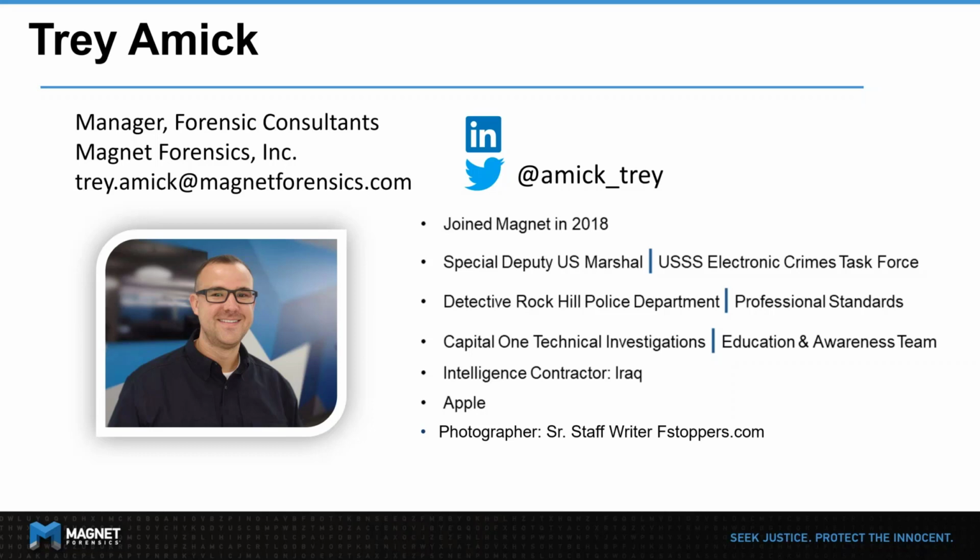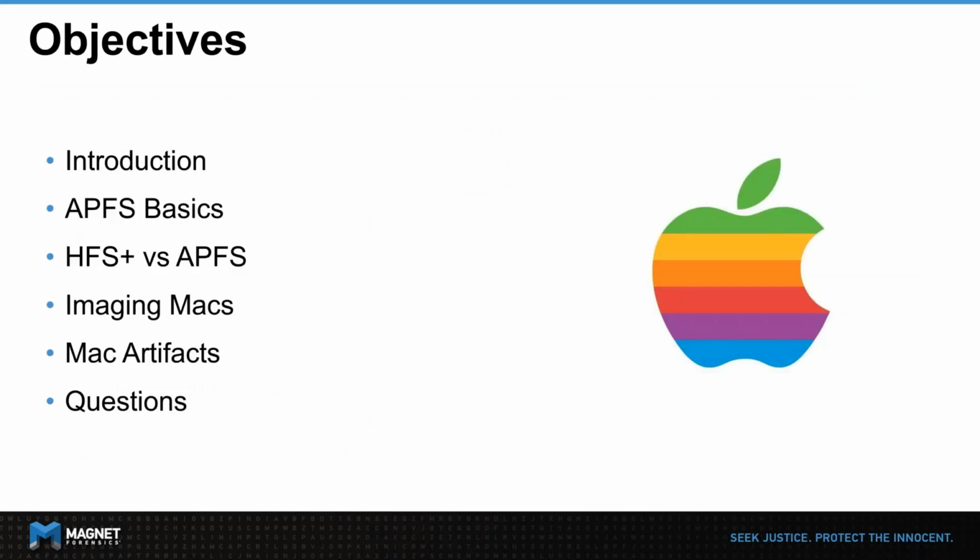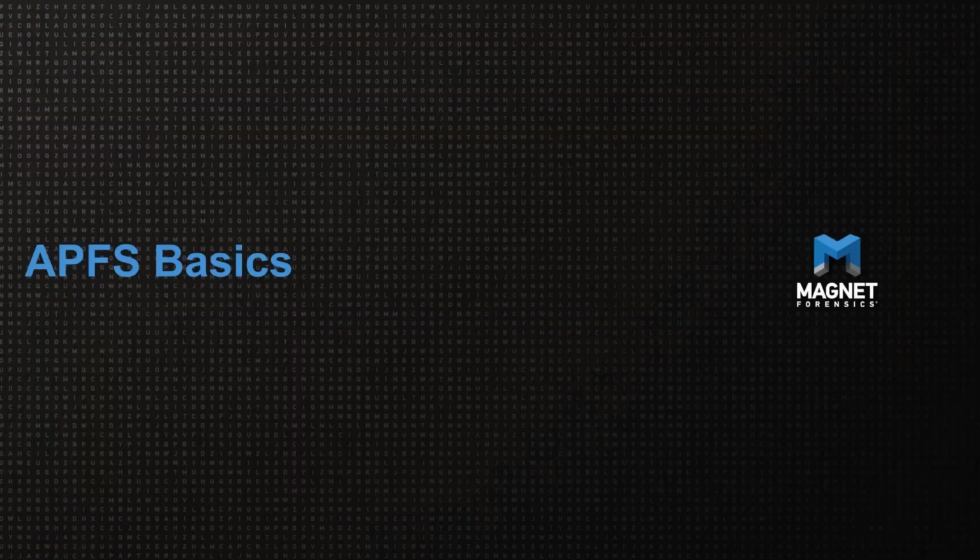But with that, we're going to go ahead and jump right into it. So today, like I said, we're going to talk about APFS. We're going to understand the basics, and then we're going to start working through imaging the Macs, and then also some of the Mac artifacts. I'm going to throw out a couple tidbits there, as well as talk about some of our roadmap options for Mac as well. So with that, let's start talking about the basics, because we have a lot to go through today.